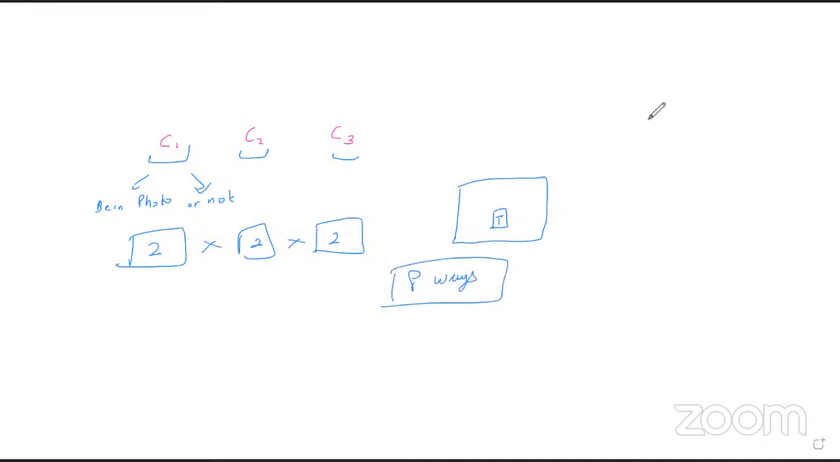But the condition given is that at least one classmate should be in the group photo, right? So suppose all of them choose not to be in the photo. In that case, there would be 0 classmates in the photo. So we need to subtract that one single case when all of them are not in the photo.